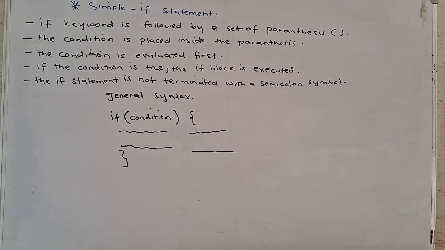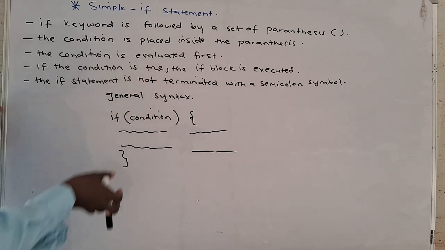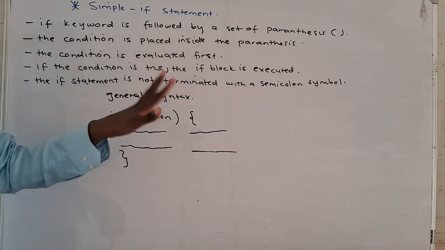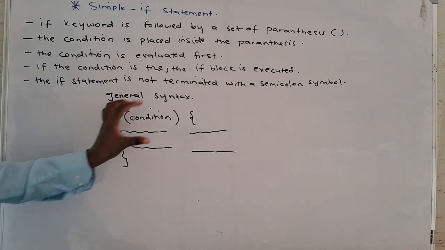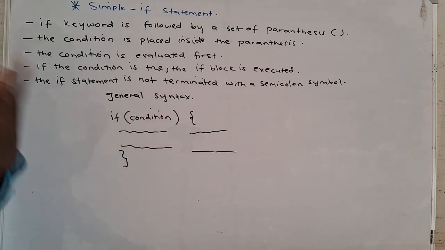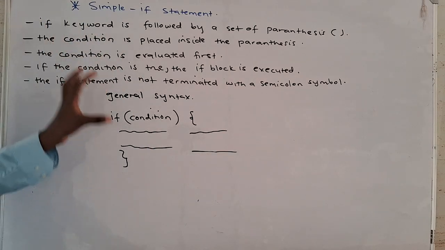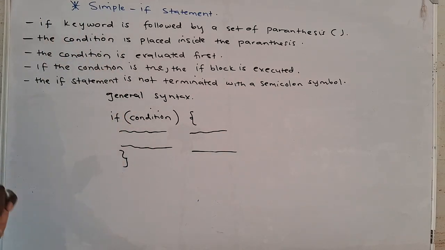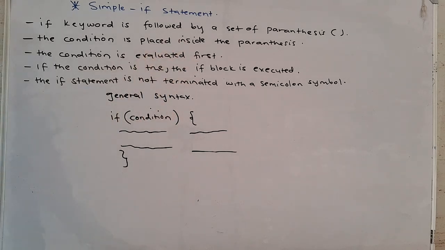So what will happen if this condition is true? The statements in the if block are executed. If you have only one statement, it means the statement in the if block is going to be executed. If you have many statements, it also means those statements are going to be executed. So if the condition is true, the if block is executed.